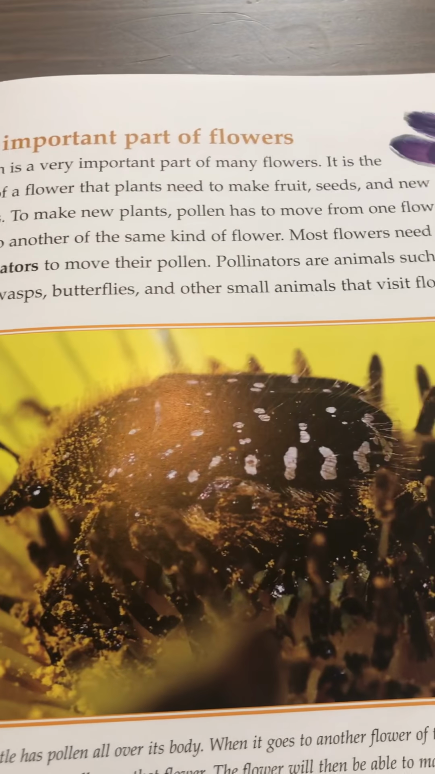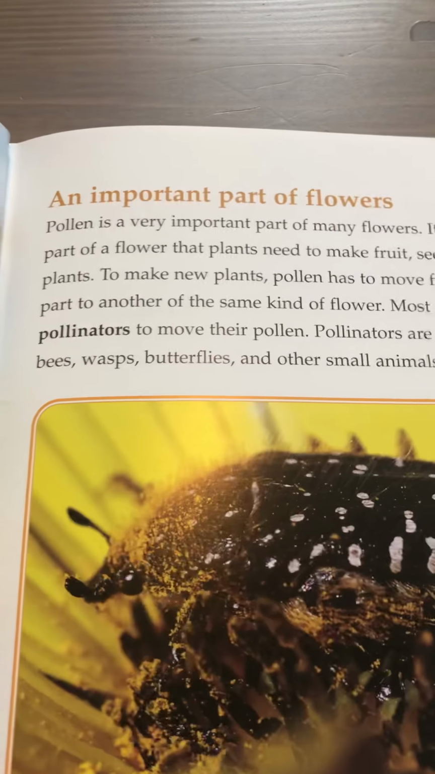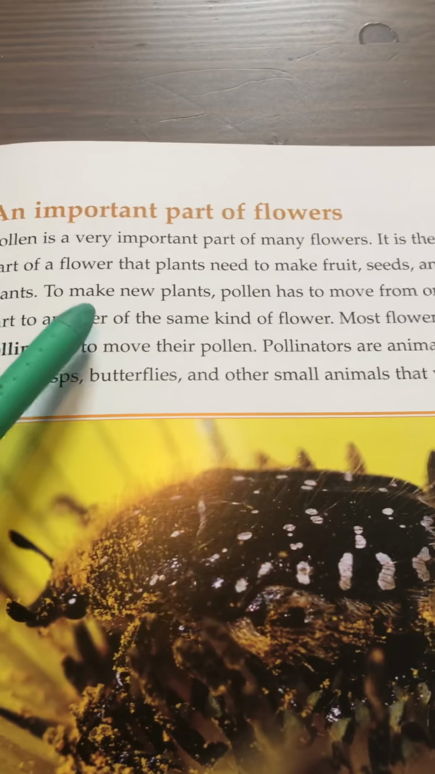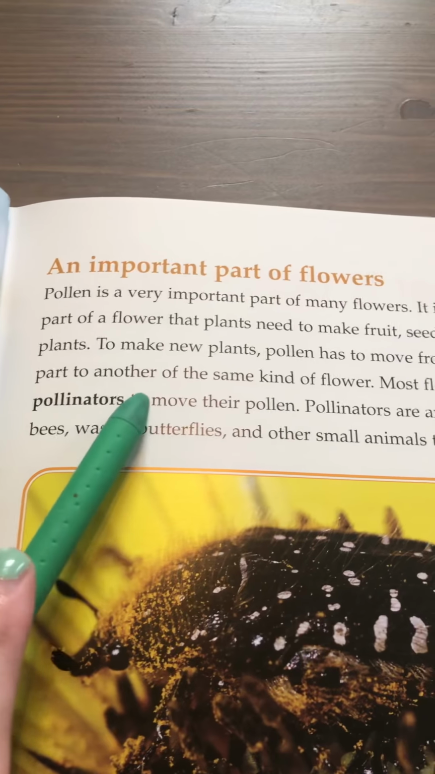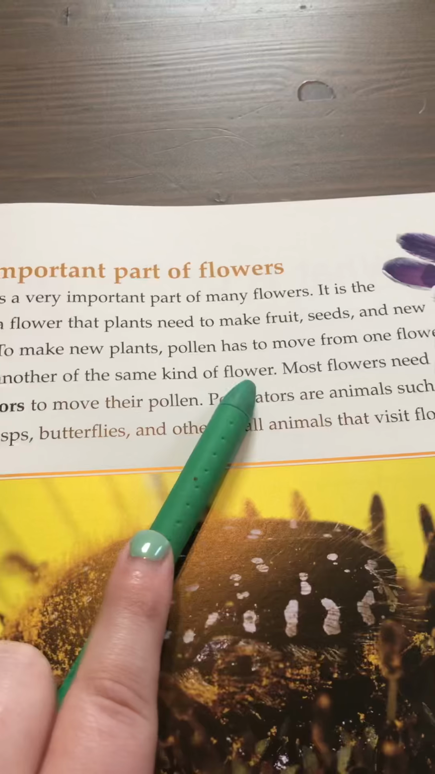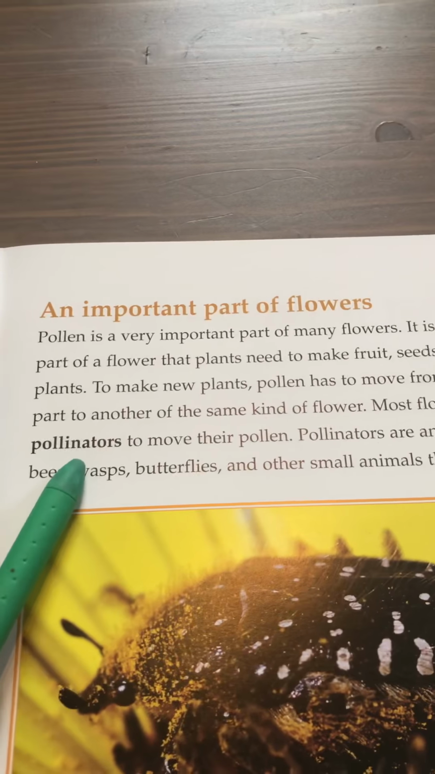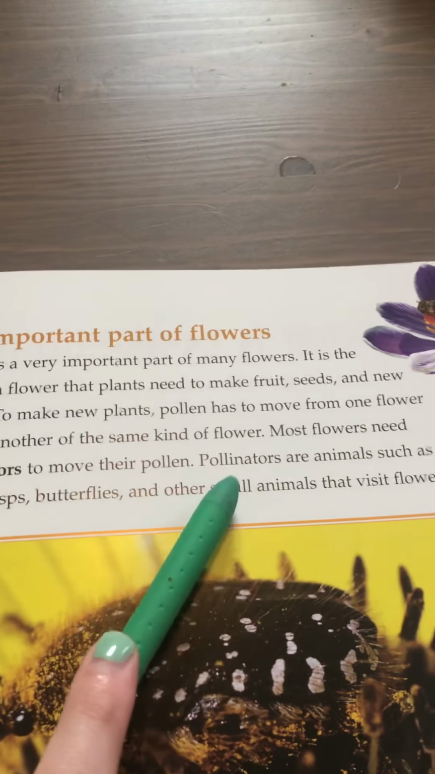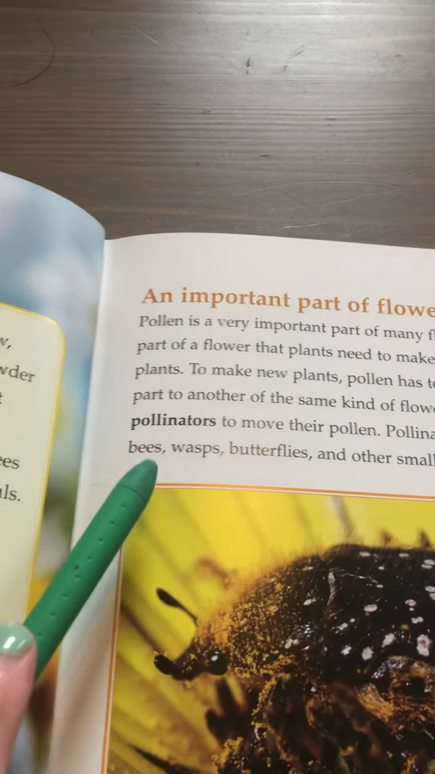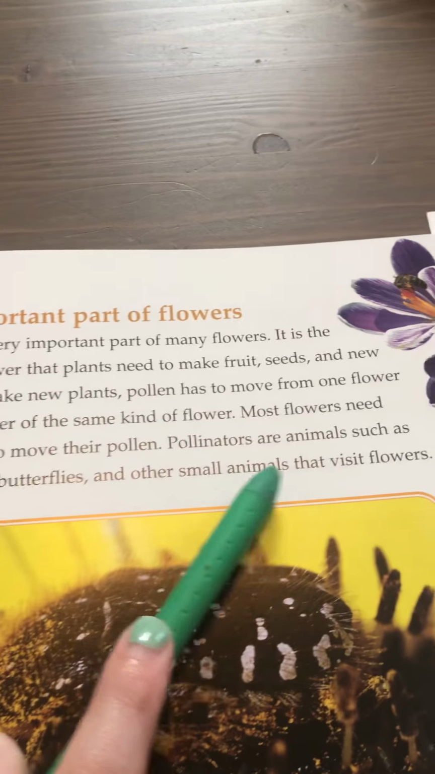Pollen is a very important part of many flowers. It is the part of a flower that plants need to make fruit, seeds, and new plants. To make new plants, pollen has to move from one flower part to another of the same kind of flower. Most flowers need pollinators, say that word, pollinators, to move their pollen. Pollinators are animals such as bees, wasps, butterflies, and other small animals that visit flowers.